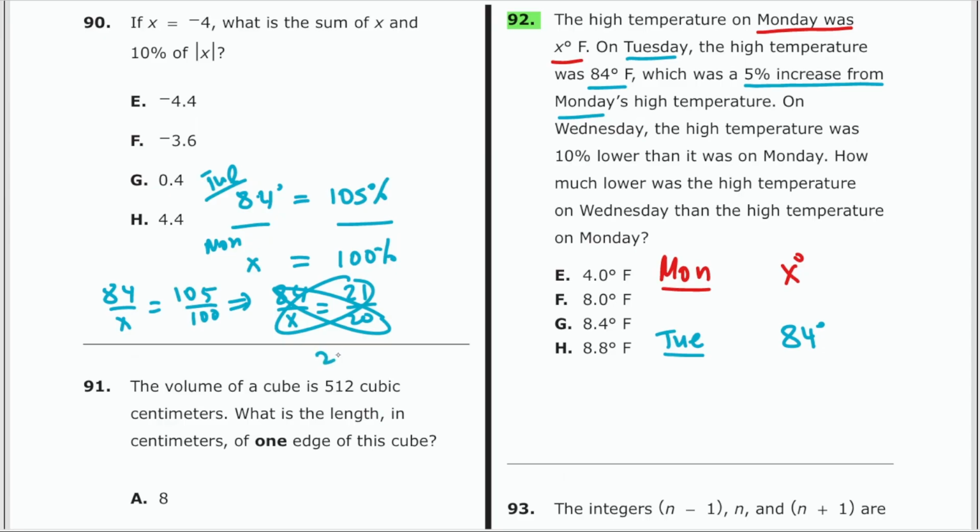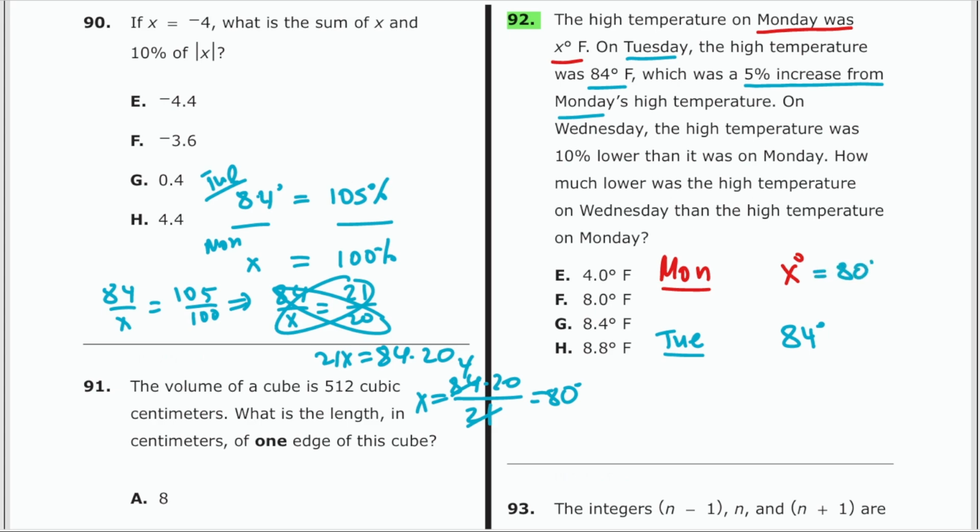Now, for us to keep solving for X, let's do cross multiplication. So we got 21x is equal to 84 times 20. Do not multiply 84 times 20 yet. So now x is equal to 84 times 20 over 21. Cancel this out into the 4. You get 80 degrees. So x is equal to 80 degrees.